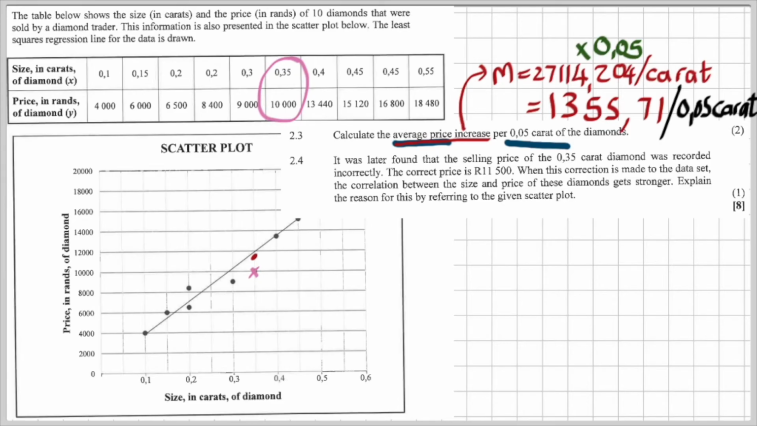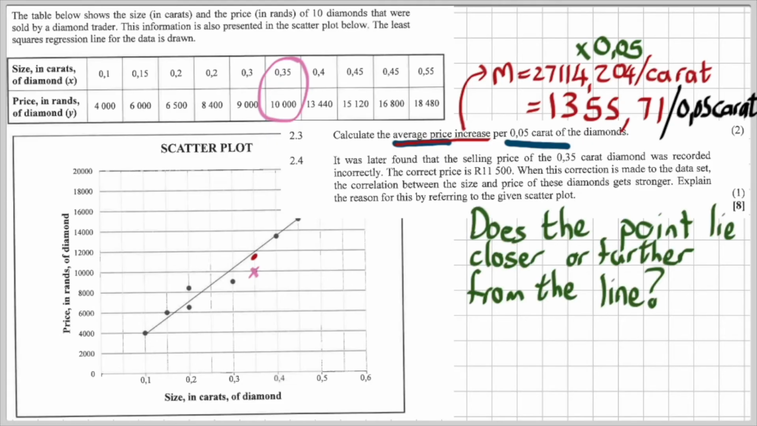When the correction is made to the data set, the correlation between the size and the price of these diamonds gets stronger. Explain the reason. Let me ask you this. Does the new point, the fixed point, lie closer or further away from the line? It lies closer. Because it lies closer, my R value is going to go more towards 1. Why is that? Because my data points lie closer to the line.